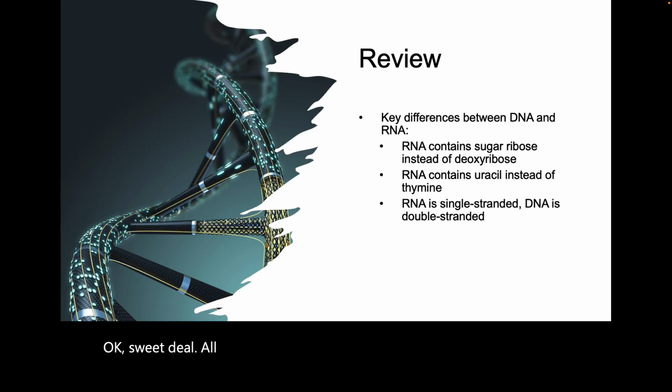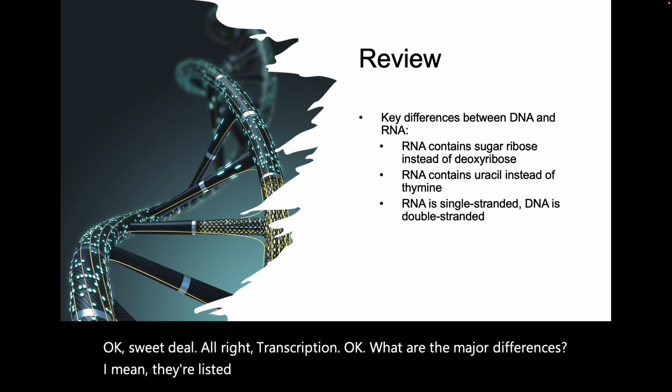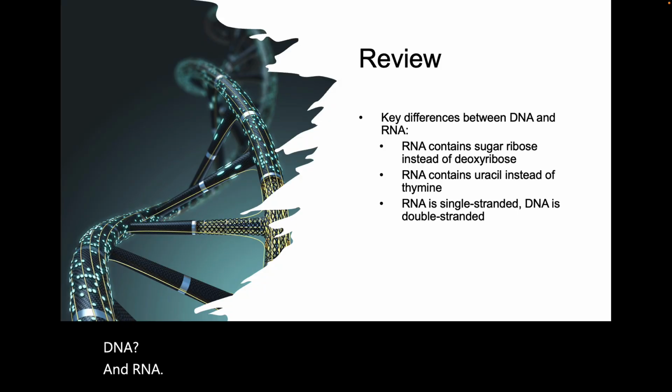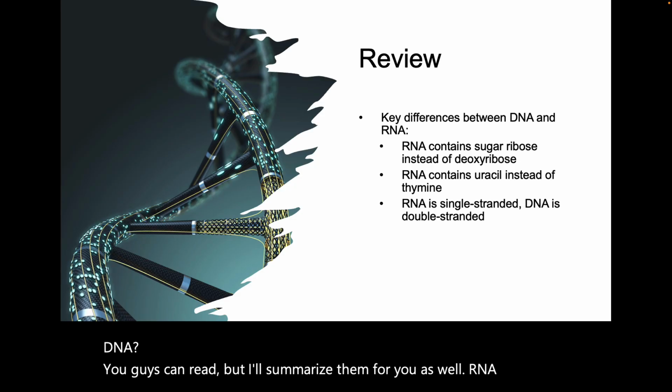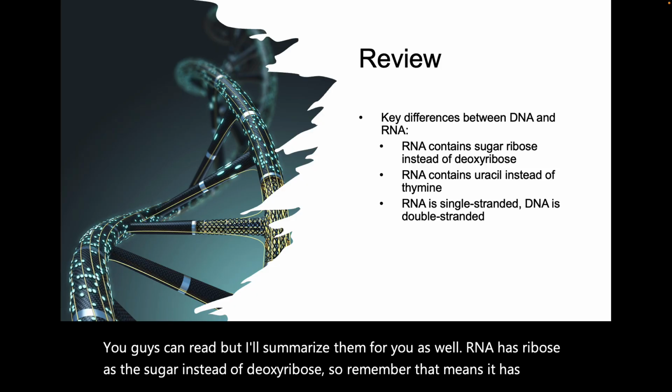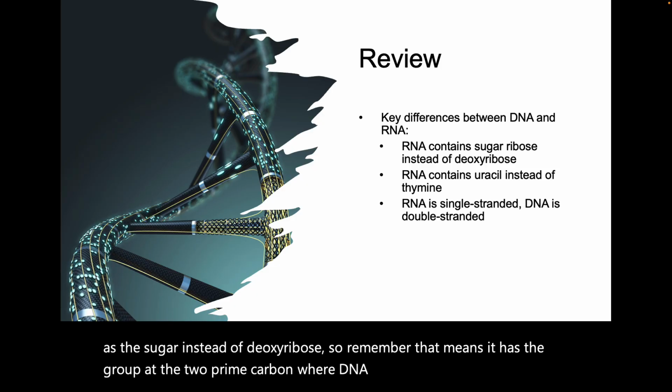Okay, what are the major differences? I mean, they're listed up here. What are the major differences between DNA and RNA? You guys can read, but I will summarize them for you as well. RNA has ribose as the sugar instead of deoxyribose. So remember, that means it has the OH group at the 2' carbon, where DNA has just the hydrogen.